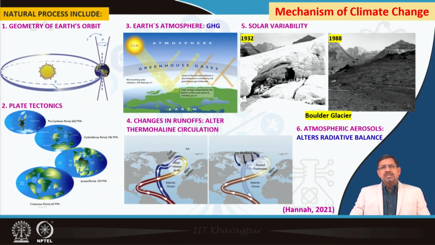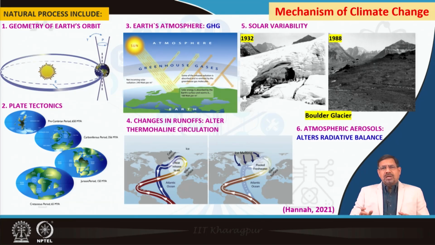And the fourth one is in terms of the changes in the runoff pattern that leads to an alteration of thermohaline circulation, more in the oceanic phase. And the fifth one is in terms of the solar variability. We know about the sunspot. The sunspots are the dark spots which take a cycle of 11 years to rotate or repeat.